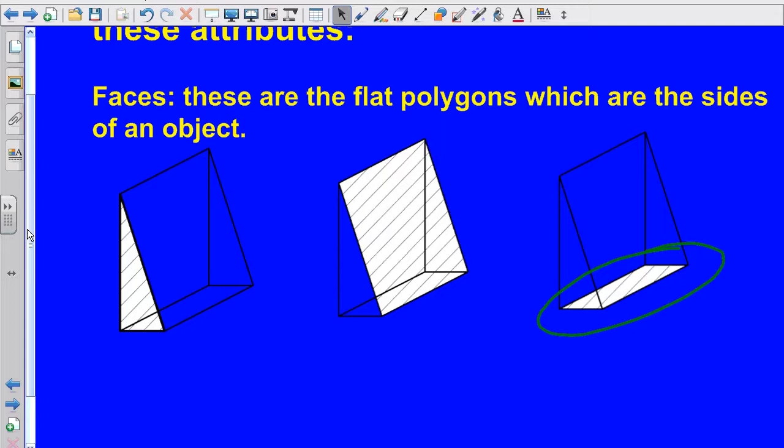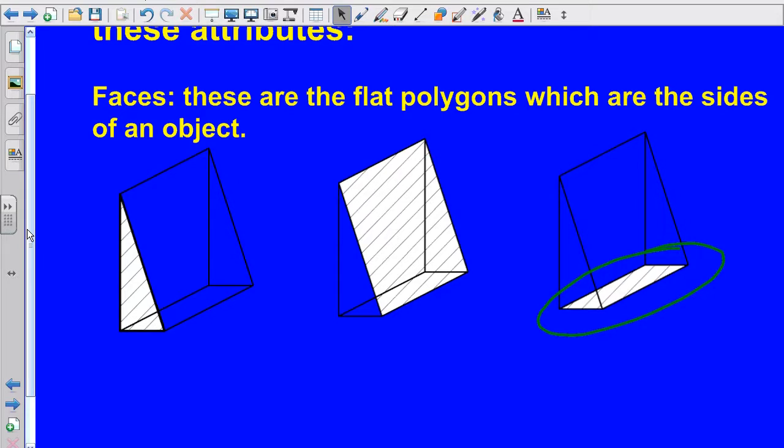Okay. Now, if you take a look at what we've got here, these are the faces, or the flat surfaces of these shapes. Okay? So if I said, how many faces does this particular object I'm holding up in my hand have? How many faces do you think there are?